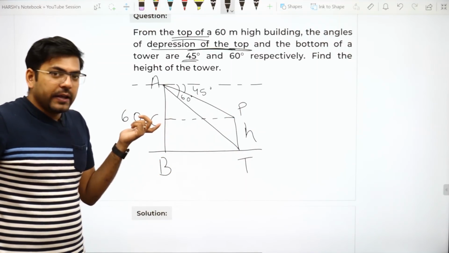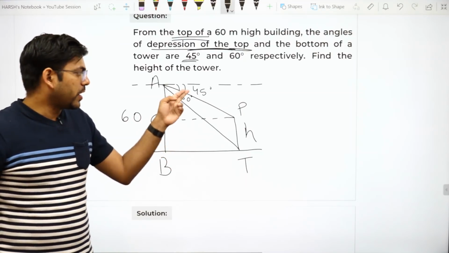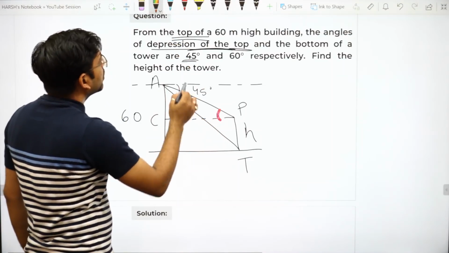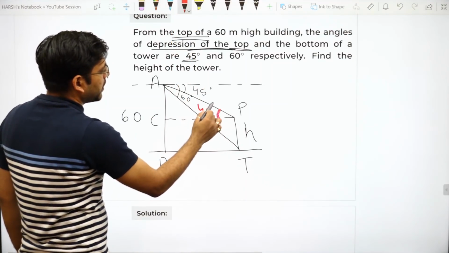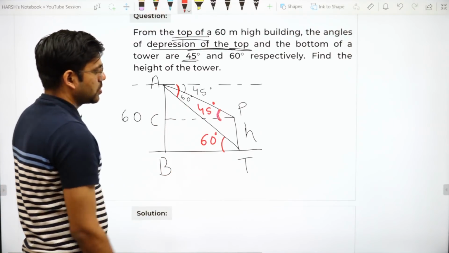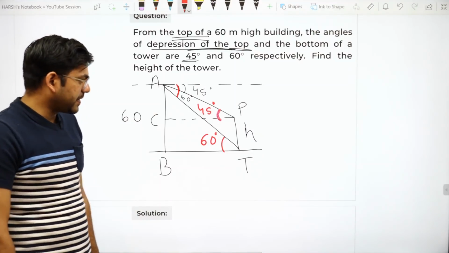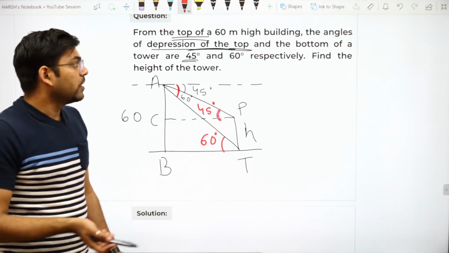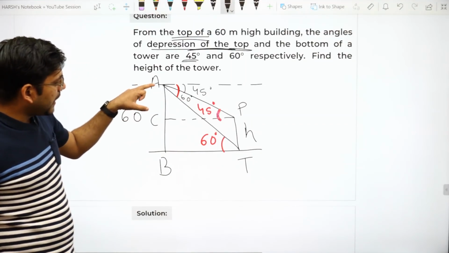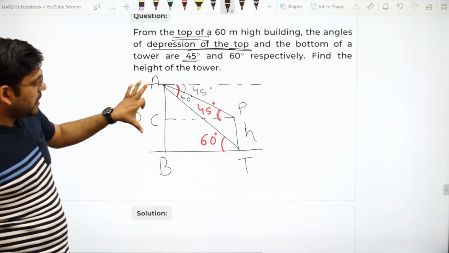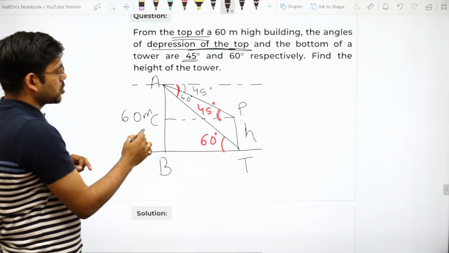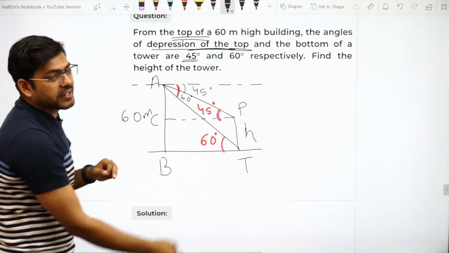Now we need to apply alternate angles, which are equal. So if this is 45 degrees, this will also be 45 degrees, and if this is 60 degrees, then this will also be 60 degrees. Now we just need to apply tan. First of all, I'll apply tan in ABT, because we already have this 60 meters here. Using this side, we will be able to get this BT.